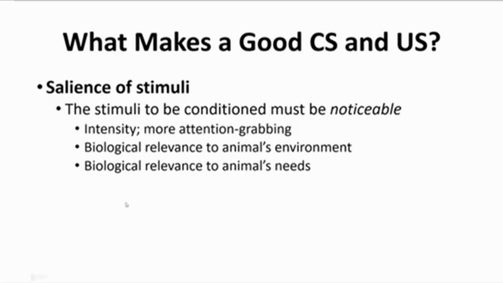For biological relevance, we can look at that relevance to an animal's environment or to its current needs. We'll start with the environment, which is basically saying things that are relevant to what they'd encounter in their natural environment. So males may pay attention to a conditioned stimulus because it looks like a female.